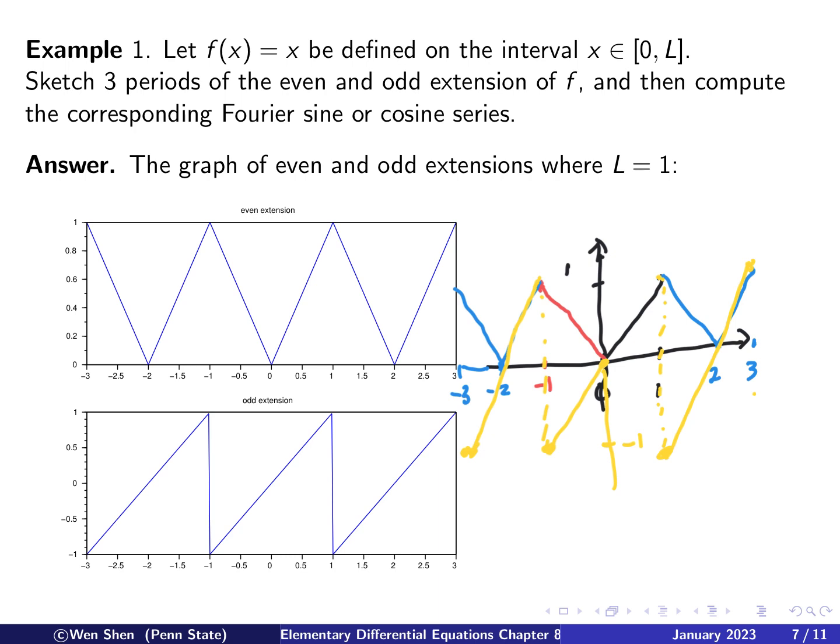And also, it's a bit clearer with the scale of the y-axis. Here it is a bit hidden. See, the y-axis here is from 0 to 1, but for the odd extension it is from -1 to 1.